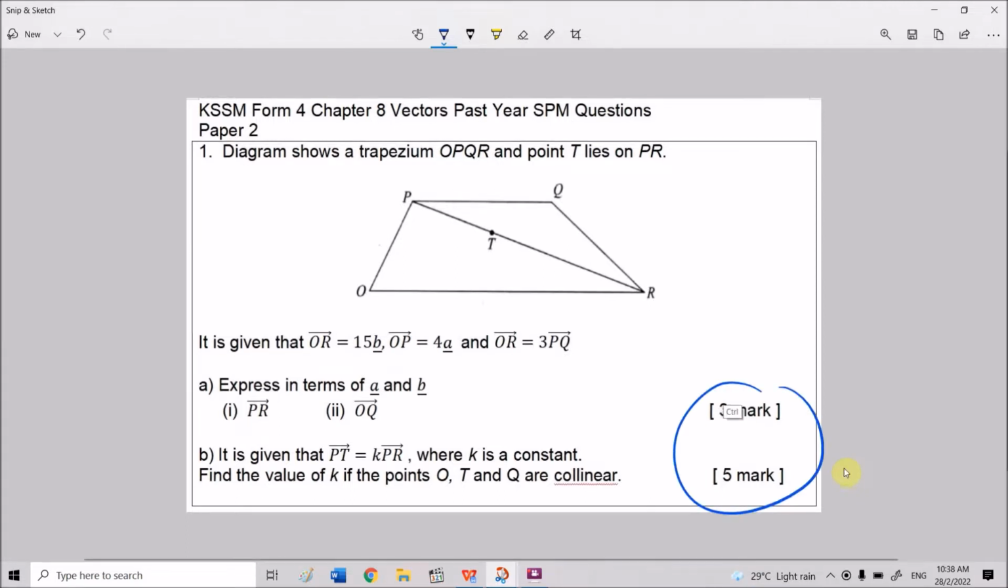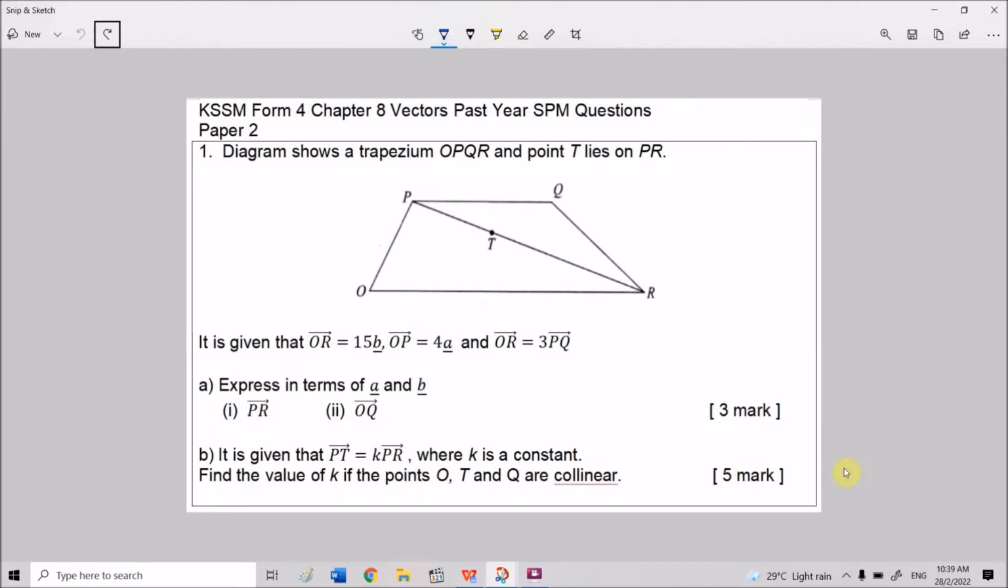So an 8-mark question will usually be in Section A. Okay, so we look at this question here. You may pause the video and try to do it, and then you can compare your answers with my solution here. So the first one here, this diagram shows a trapezium.